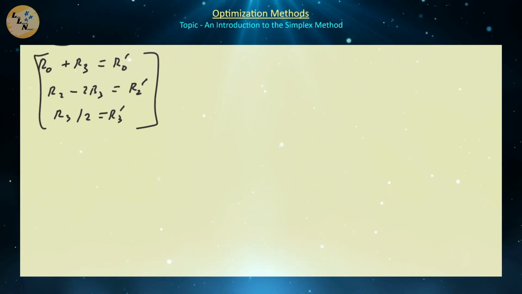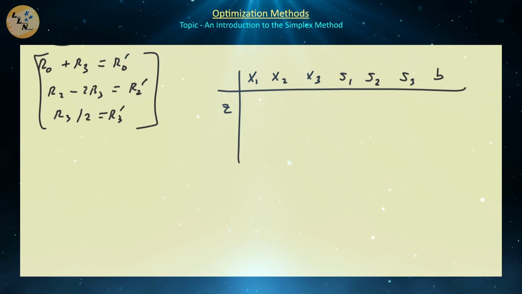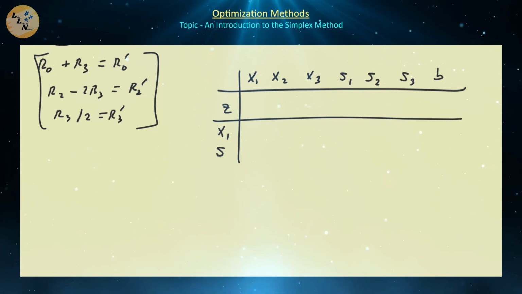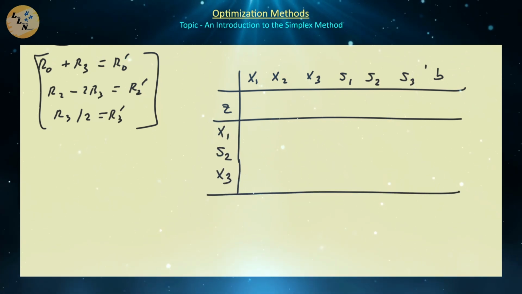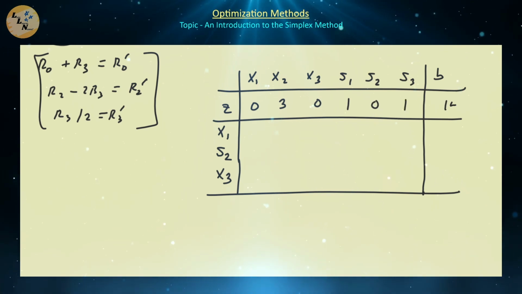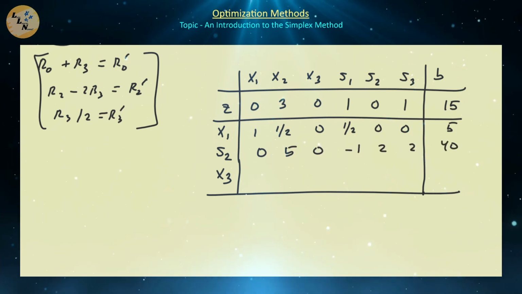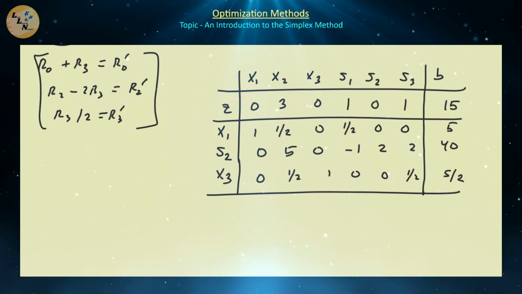So let's write out our second tableau in our sequence. So we're going to have X1, X2, X3, S1, S2, S3, and B. And then we're going to have z. And then our basic variables are going to be x1, s2, and x3. And what are going to be our values here? So we're going to have 0, 3, 0, 1, 0, 1, 15, 1, 1 half, 0, 1 half, 0, 0, and 5, 0, 5, 0, minus 1, 2, 2, and 40. Those used to be negative, but I've actually just changed the sign because you'll see in just a moment why I want that to be. And then 0, 1 half, 1, 0, 0, 1 half, and 5 halves.